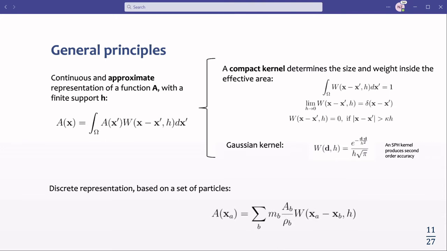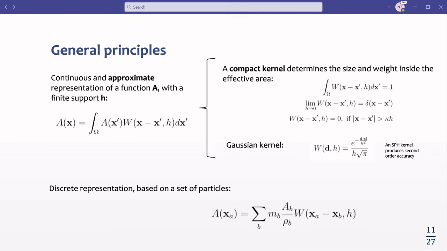I told you this compact kernel determines the size and weight inside the effective area. So this kernel can be any function as long as it holds true some requirements. The first one is that this is a resemblance of a probability distribution function. So the integral over the domain of the kernel must be equal to 1, right? Again, because this is a weight, this is a normalized density in the domain.